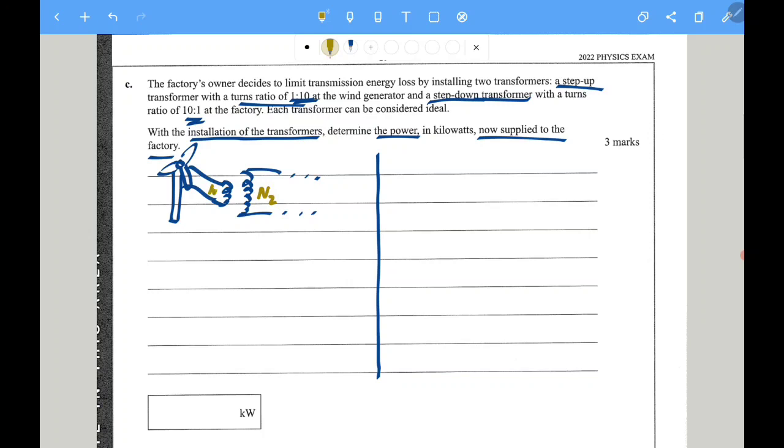Alright, so look in this diagram. We have a step-up transformer that connects the transmission lines with our power generation system. Now, in order to find the power loss, we first needed to find the new value of the current in the transmission lines.